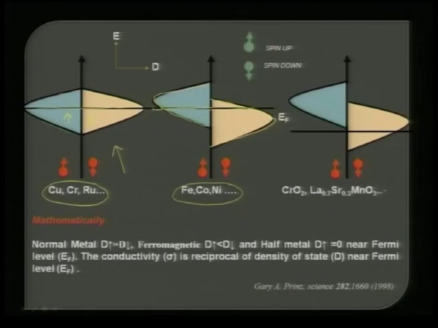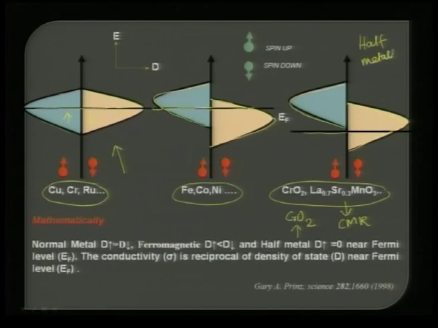Now, if you look at these compounds, chromium dioxide, which is actually used in videotape, and the colossal magnetoresistive CMR oxides, one of the interesting features is that one of the spin bands here is actually well above the Fermi level. And what matters finally is the spin down band, which is cutting across the Fermi level. Therefore, the conduction can actually come from one of the spin bands, the other being completely devoid at the Fermi level. Okay. In such a case, this is called a half metallic ferromagnet.